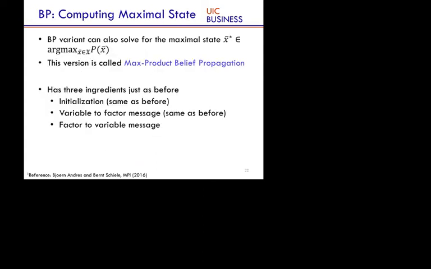Now, if you want to compute the maximal state, what is the maximal state? It's just the x star, that configuration, that set of realizations of the random variables that maximizes the joint distribution. If you naively try to do this, you would enumerate and figure out which number is the maximum. That's a bad idea. One version of belief propagation, called the max product belief propagation algorithm, solves this problem. It has the same 3 ingredients, very similar to before. In fact, the initialization and the variable to factor messages are the same. The factor to variable messages are slightly different.